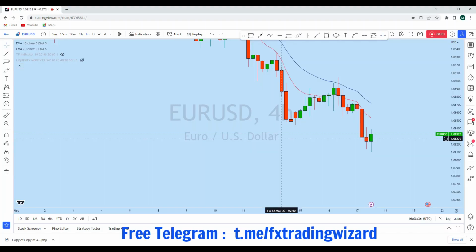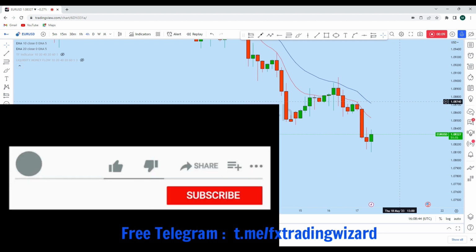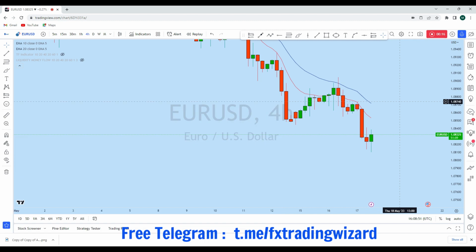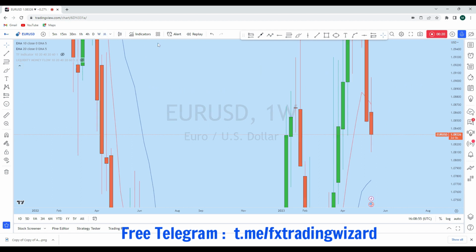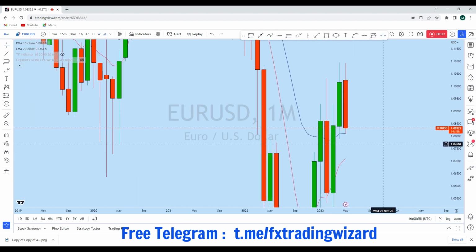Hello trader, I'm going to do a complete multi-time frame analysis on EUR/USD. Let's see what kind of trading opportunity we currently have in this instrument. From the lower time frame perspective, we can see that EUR/USD is currently showing a significant trading opportunity. Before we discuss how we can trade, first let's look at the bigger picture, the monthly time frame.